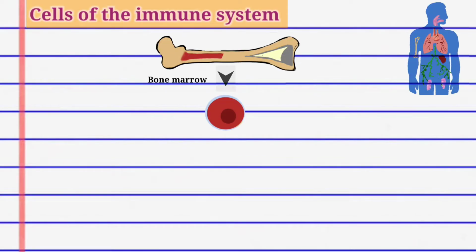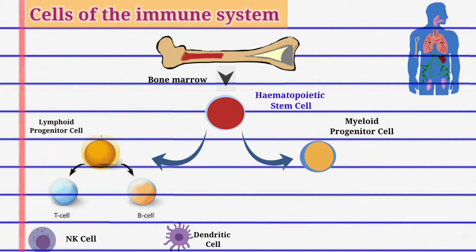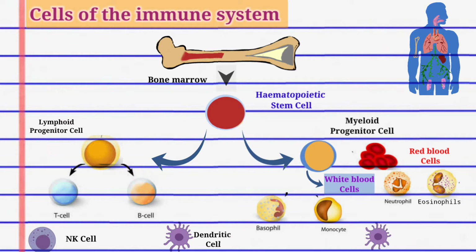During hematopoiesis, the hematopoietic stem cell differentiates along one of two pathways, giving rise to either a common lymphoid progenitor cell or a common myeloid progenitor cell. The common lymphoid progenitor cell gives rise to B cells, T cells, natural killer cells, and some dendritic cells. The common myeloid progenitor cell gives rise to red blood cells or erythrocytes, white blood cells such as neutrophils, eosinophils, basophils, monocytes, mast cells, dendritic cells, and platelets.